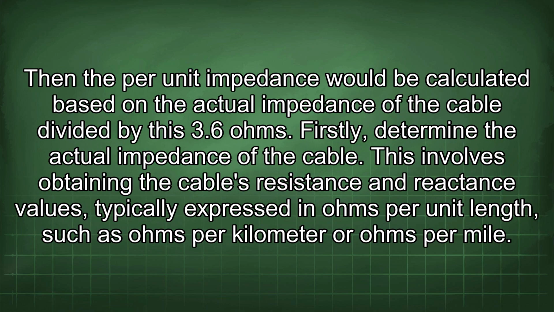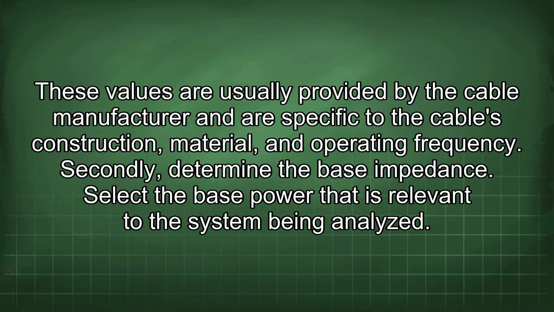Then the per unit impedance would be calculated based on the actual impedance of the cable divided by this 3.6 ohms. Firstly, determine the actual impedance of the cable. This involves obtaining the cable's resistance and reactance values, typically expressed in ohms per unit length, such as ohms per kilometer or ohms per mile. These values are usually provided by the cable manufacturer and are specific to the cable's construction, material, and operating frequency.